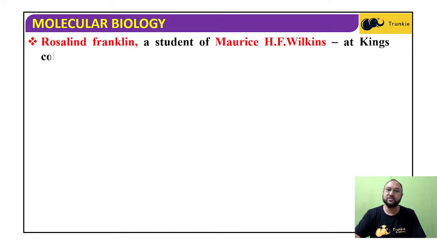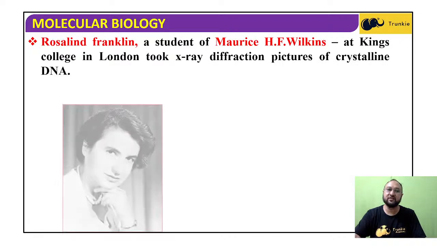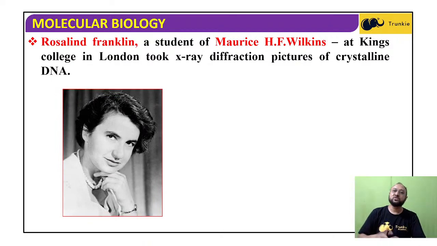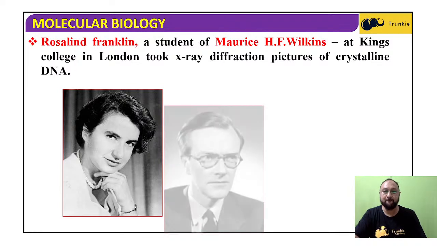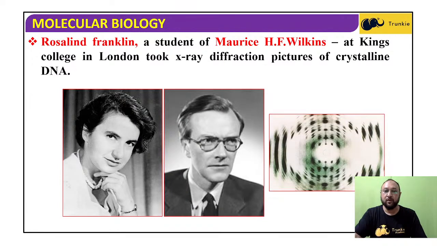Rosalind Franklin, a student of Maurice H. F. Wilkins at King's College in London, took X-ray diffraction pictures of crystalline DNA. While studying the structure of DNA, she took the X-ray diffraction picture of crystalline DNA. So this is the X-ray diffraction picture.